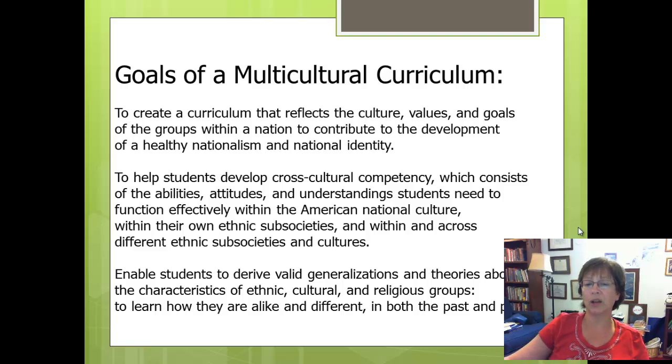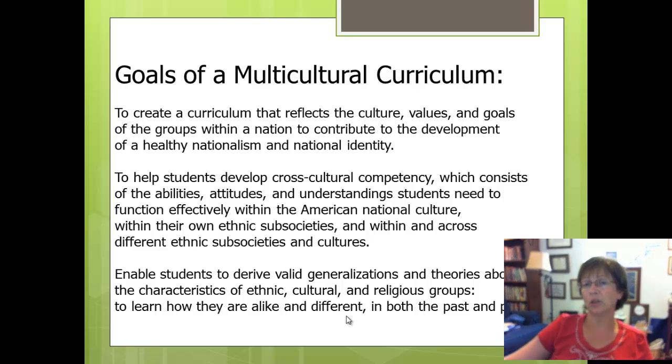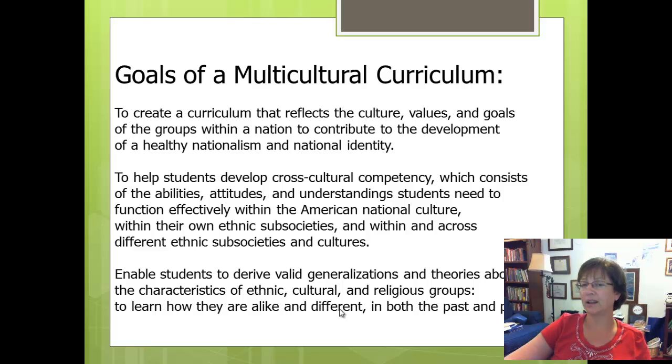Another goal is to enable students to derive valid generalizations and theories about the characteristics of ethnic, cultural, and religious groups, and to learn how they are alike and different in both the past and the present. And again, those are very good topics of discussion, comparing and contrasting. How are we the same? How are we different? How do we all contribute to this idea of being an American?